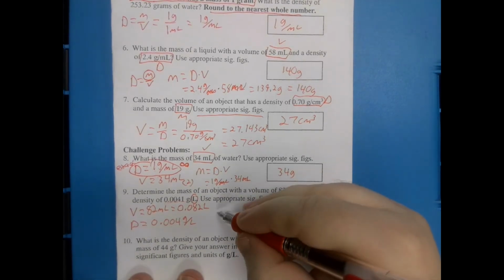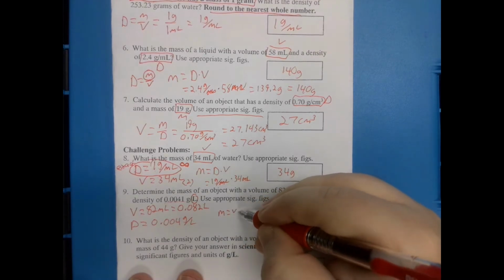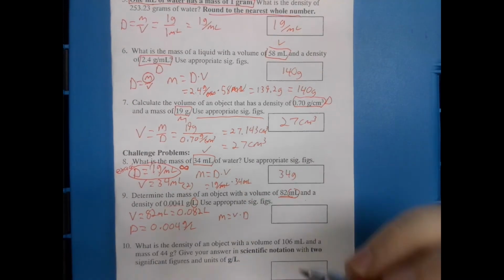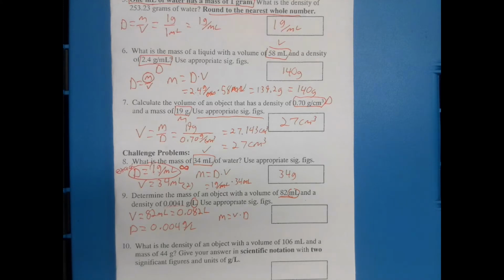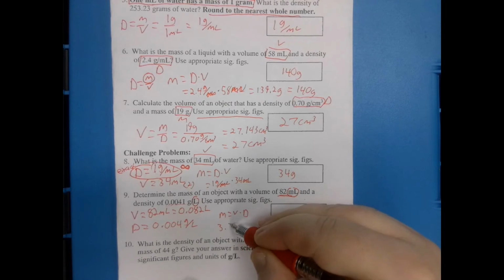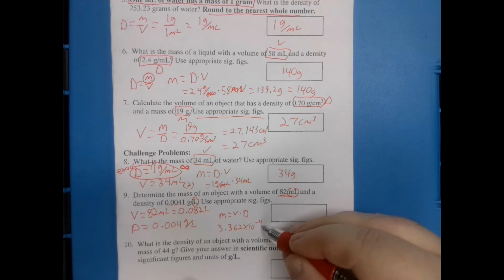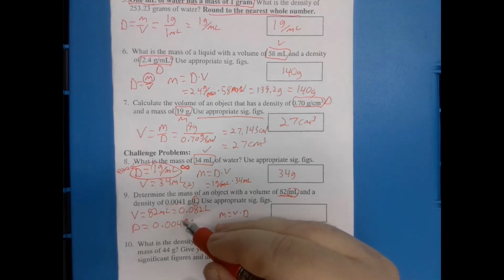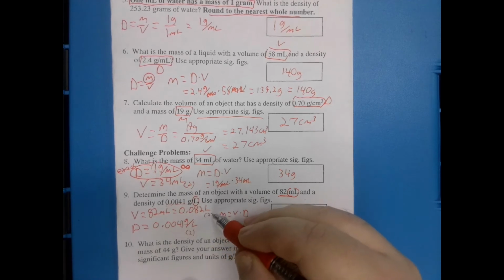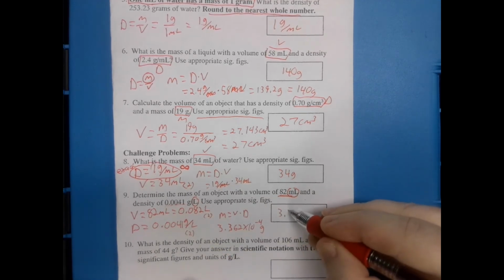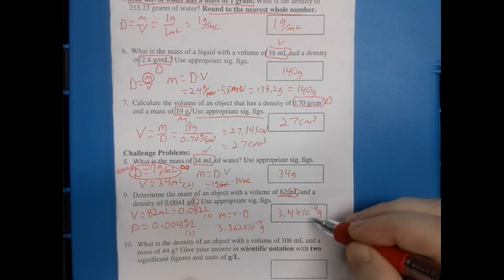And so when determining the mass, mass is equal to volume times density. And so I get an answer of 3.362 times 10 to the negative 4, and this being grams. This had 2 significant figures, this had 2, so my answer should be rounded as 3.4 times 10 to the negative 4 grams.